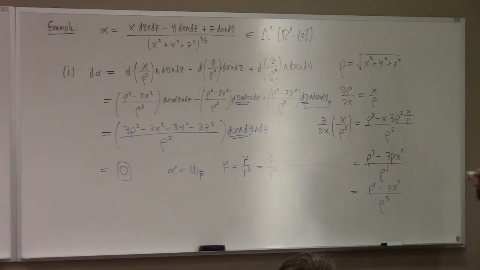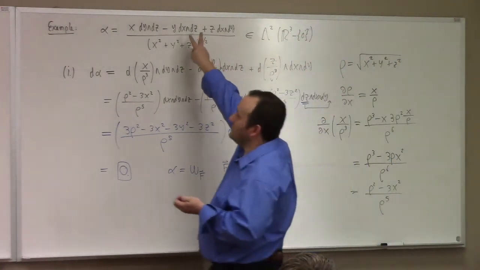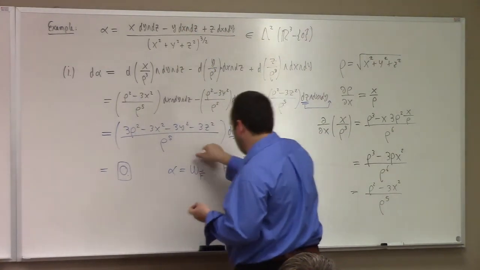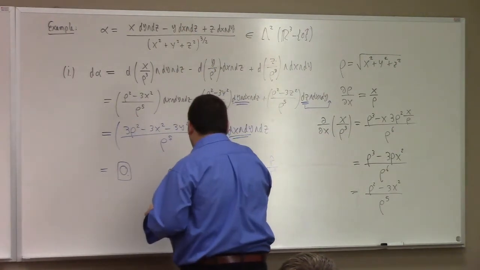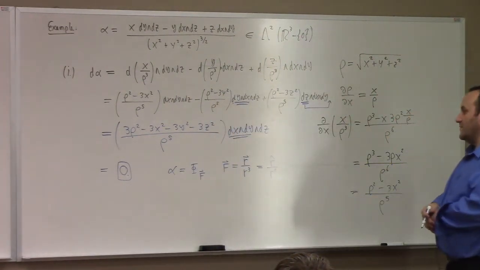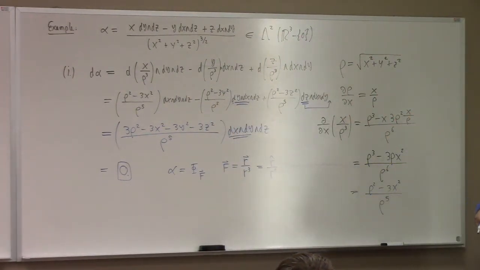And this minus in the middle is because of the flux form, the 2-form, right? This is the flux form corresponding to the Coulomb field, the radial, spherically symmetric field whose magnitude is inversely proportional to the distance from the origin.